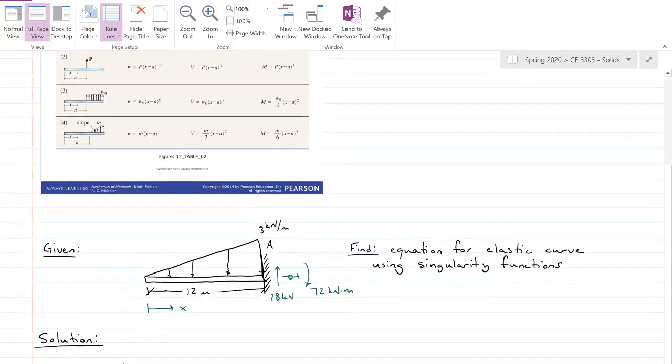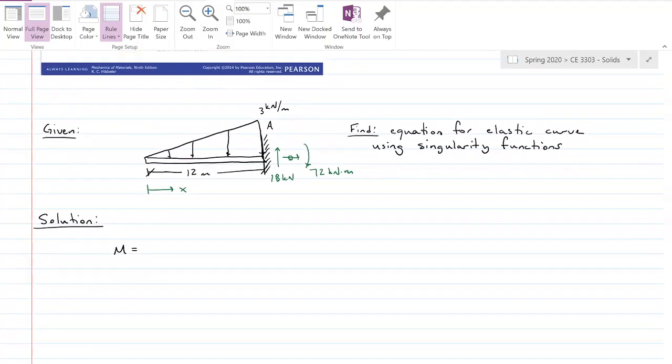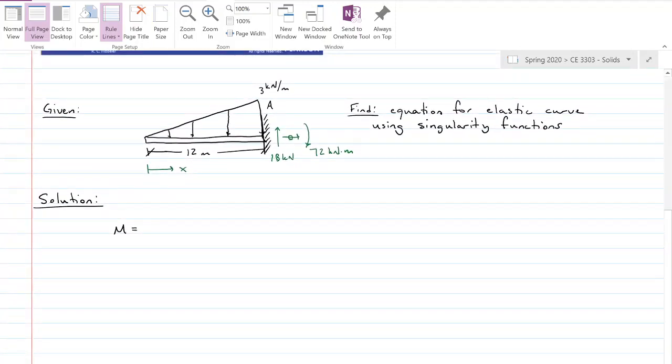All right, working from left to right, I start with my distributed load, and that is this fourth row here. Its equation for the moment is little m over 6, pointy brackets, I'm sure they have a special name, I'll look that up someday, x minus a cubed. So I need little m, which is the slope. My slope is little m equal to rise over run, which simplifies to just 1/4. So there is my slope.